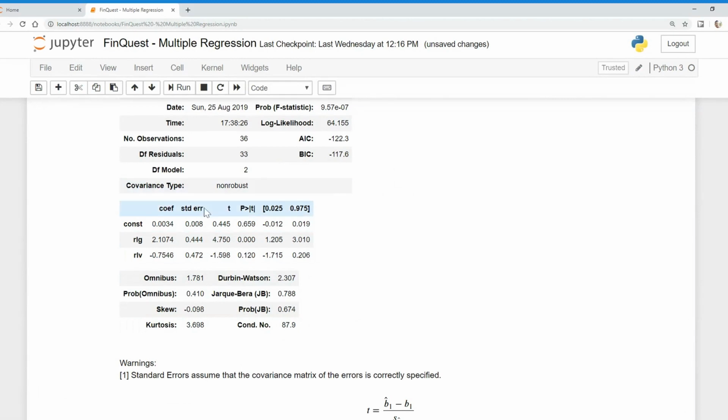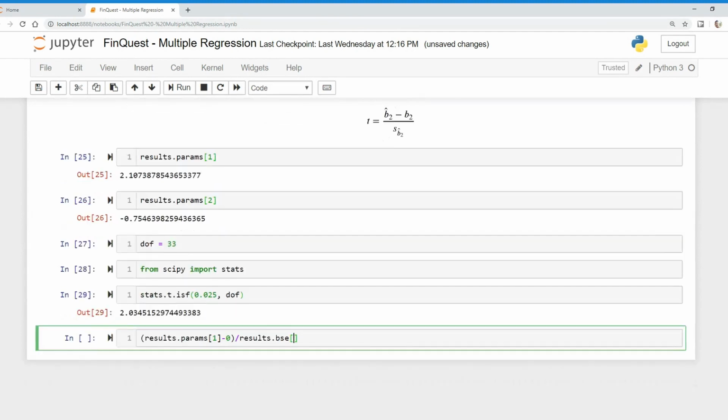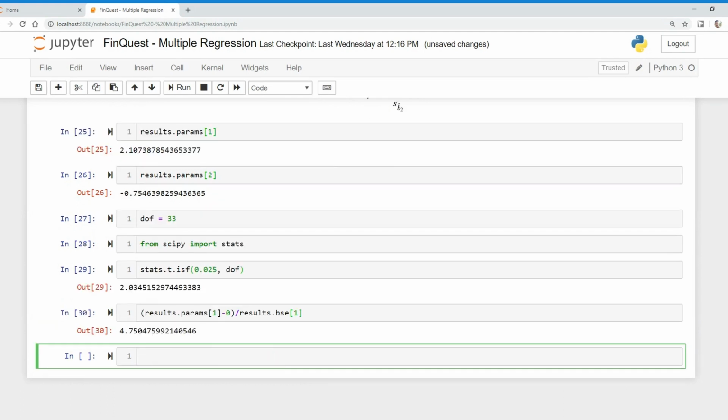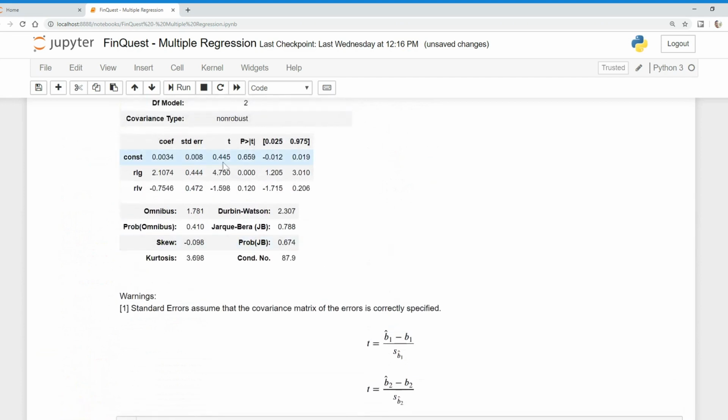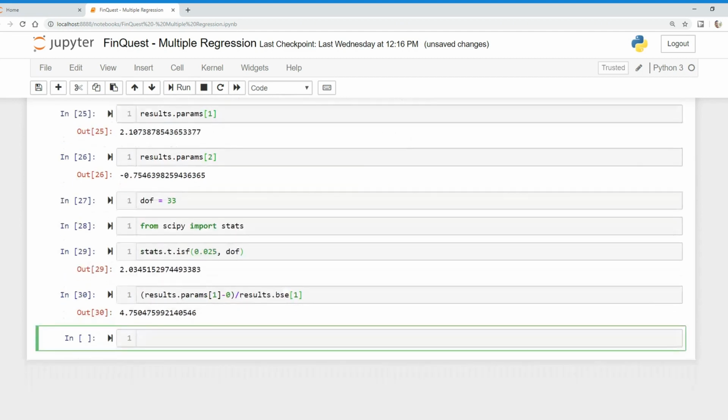Again, what is the standard error of the estimated coefficient? That is here, like so. So we're going to just take divided by 0.44. And we can get that by just taking results.bse[1], and that's going to get 4.75. And that should be the t value that we get out of our regression results, and it's 4.75. So we know we did the right calculation here.